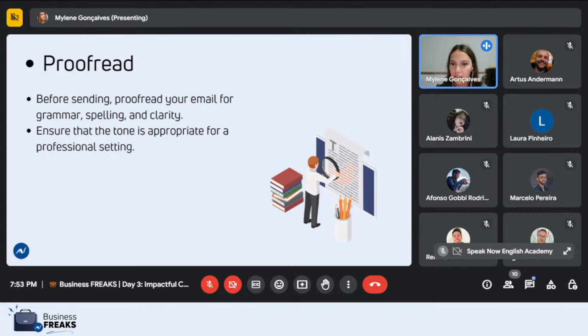So Afonso, can you read the proofread? Proofread. Before sending, proofread your email for grammar, spelling, and clarity. Ensure that the tone is appropriate for a professional setting. That's it. So guys, these were my tips, okay, for writing an email, communicating in an effective way.